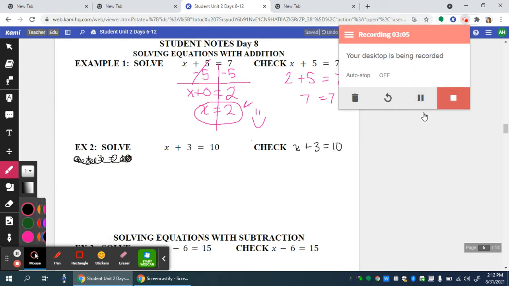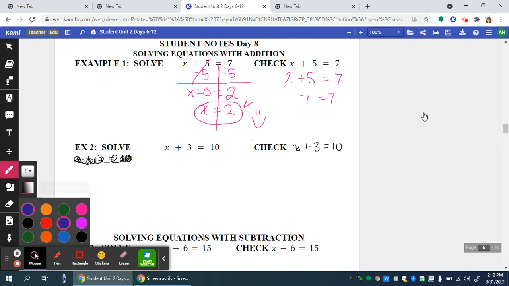Okay, so now we're going to do it again. Let's do blue this time. So now this equation we need to solve for x, and this is saying some number plus 3 equals 10. And again, you might be able to do this in your head, but we are going to solve it with all of our work shown.